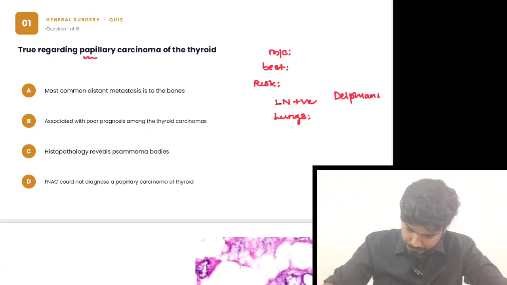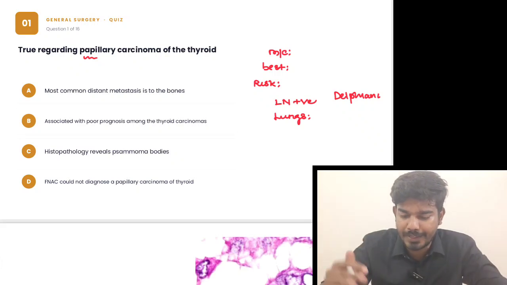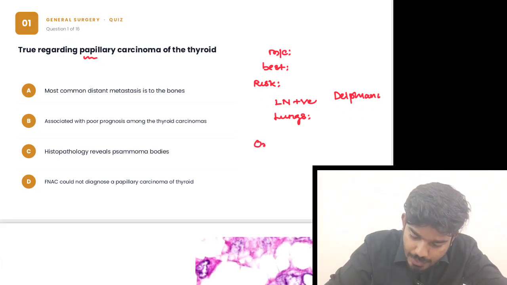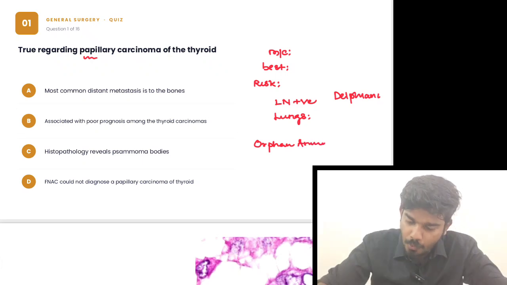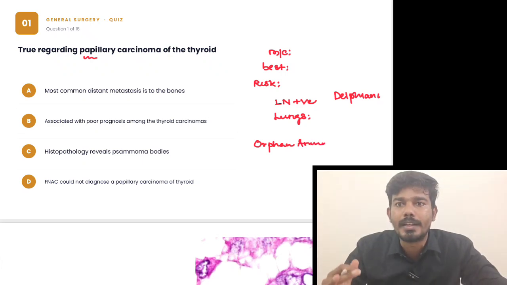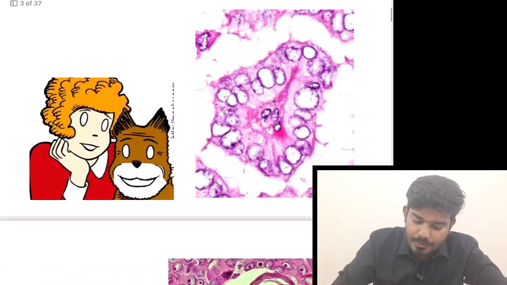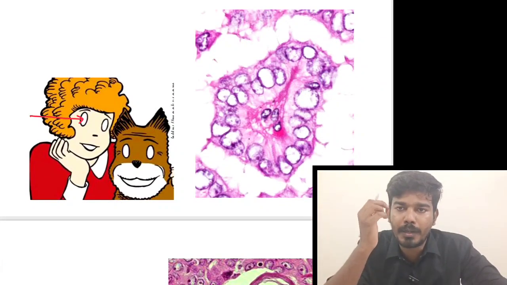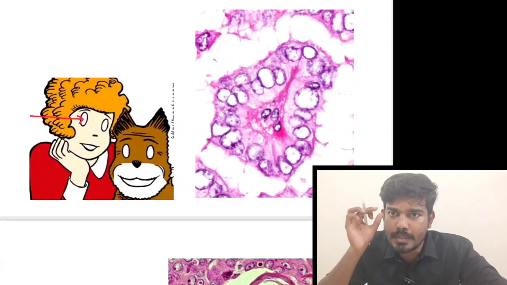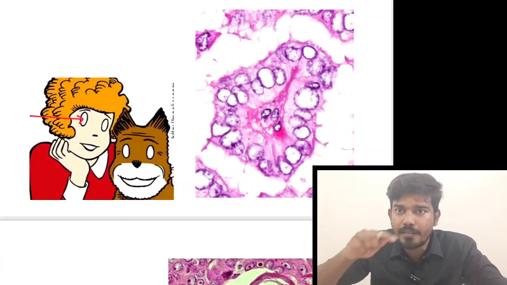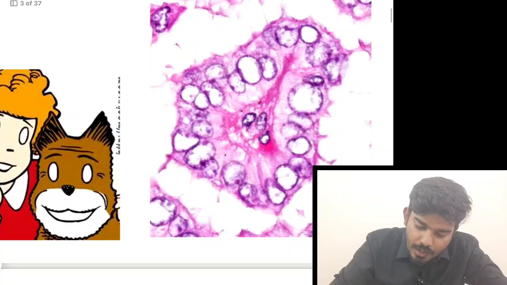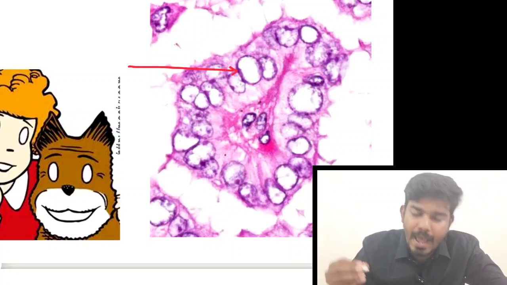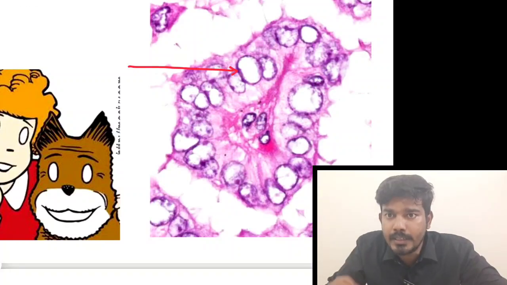Also, papillary carcinoma of thyroid has Orphan Annie eye nuclei. What is this? Orphan Annie is a comic character. We have a pupil inside the eyeball, but here there is no pupil, no black inside the eyeball. It will be completely vacant. Similar to that, such cells are seen. This is Orphan Annie eye nuclei seen in papillary carcinoma of thyroid.